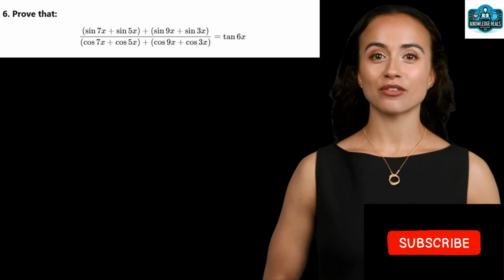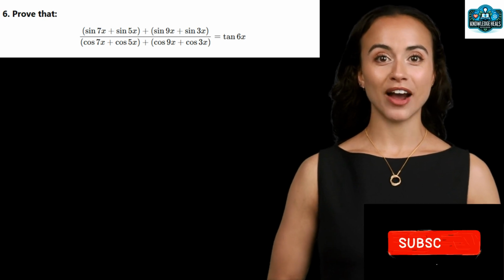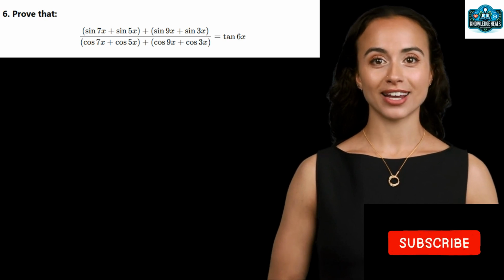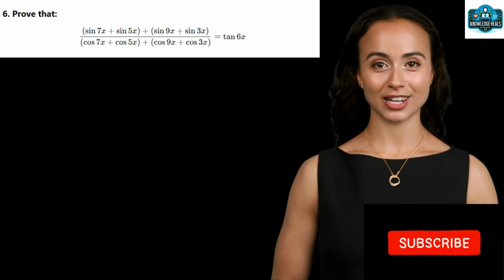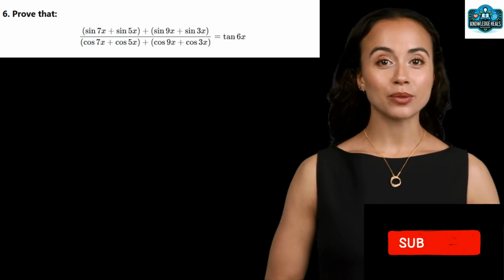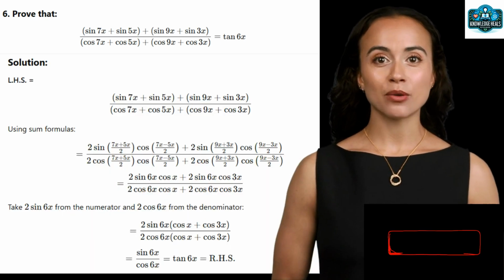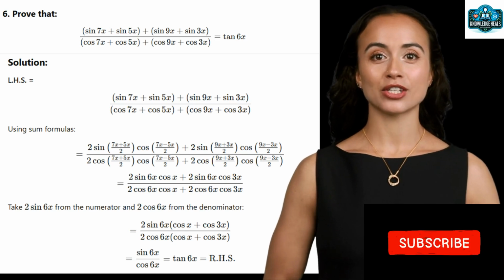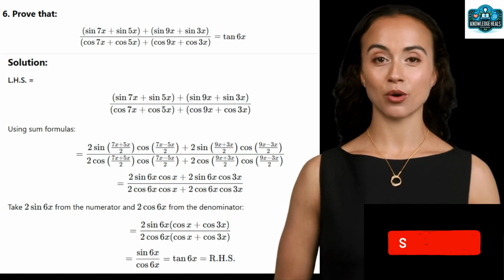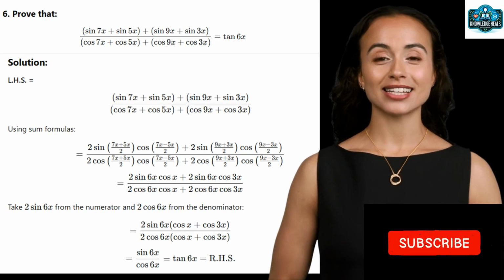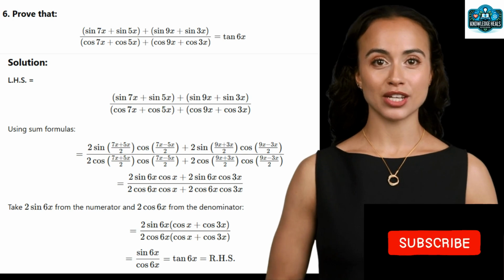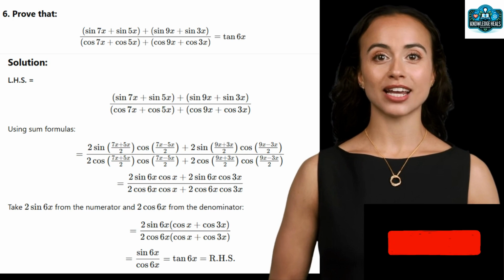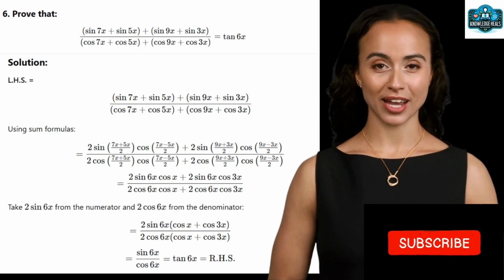Let's see our next proof, that is (sin 7x plus sin 5x plus sin 9x plus sin 3x) divided by (cos 7x plus cos 5x plus cos 9x plus cos 3x), which is equal to tan 6x. Let's move on to our solution, and we will use some formulas, and we get an equation that you can see on screen. As we simplify it more, we get 2 sin 6x into cos x plus 2 sin 6x into cos 3x divided by 2 cos 6x into cos x plus 2 into cos 6x into cos 3x.